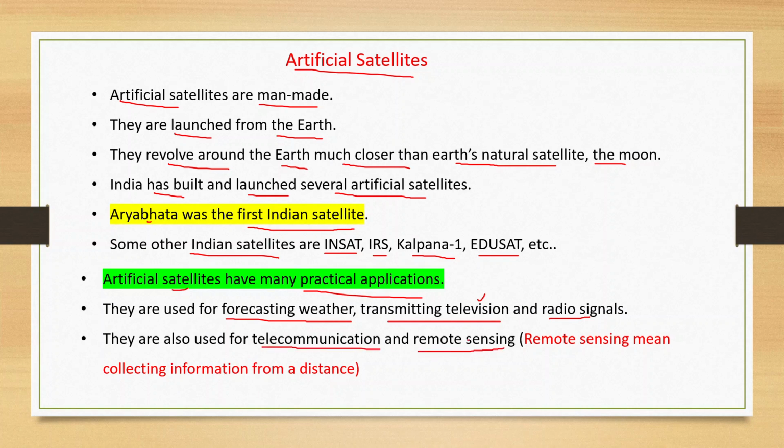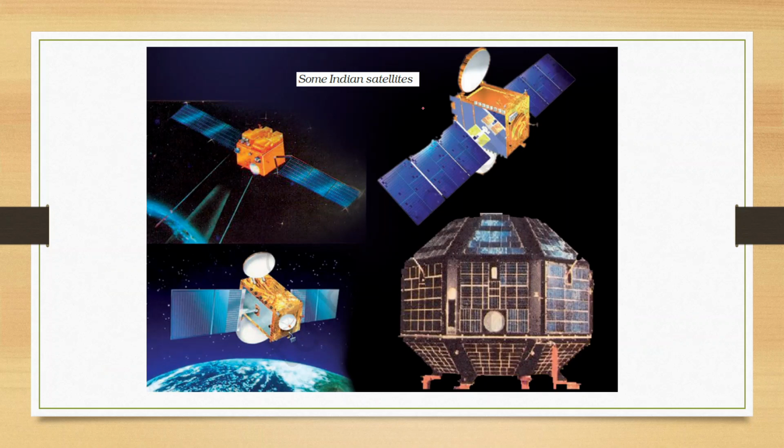Now, what is the meaning of remote sensing? Remote sensing means collecting information from a distance. Okay, these are the applications of artificial satellites. Now, see this diagram, some Indian satellites.